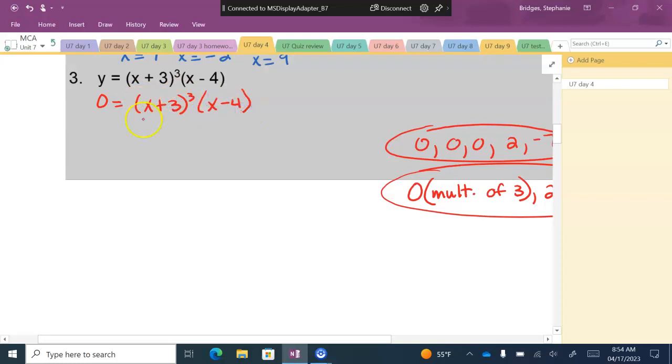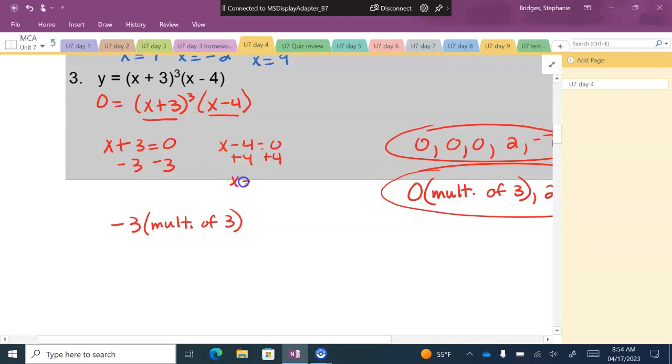How many times does that x plus 3 occur? 3 times. Now, do I really need to write it 3 times, or can I just solve it once and then put that answer 3 times? Okay, just do it once and then put the answer 3 times. That seems like the easiest thing to do. So when I write my answer, it's -3. I can either write that -3 three times, or I can put in parentheses a multiplicity of 3 behind it. And then I'm going to take that x minus 4 and set it equal to 0 as well. And my other solution is 4.